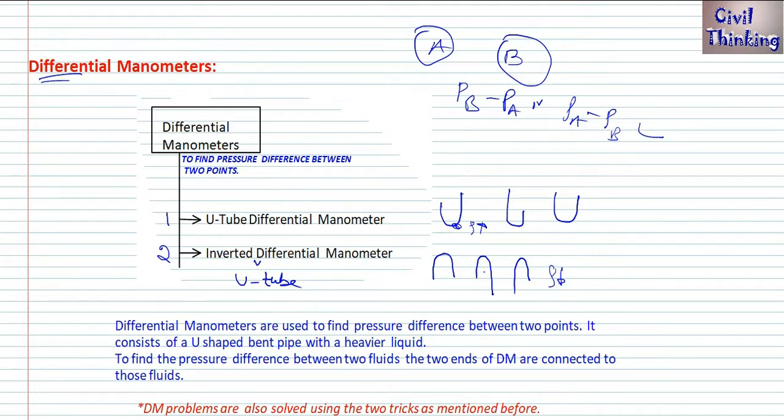Now this inverted one is used to measure low pressures, and this straight upright U-tube differential manometer is used to find the higher pressure difference. Anyways, let's move on.